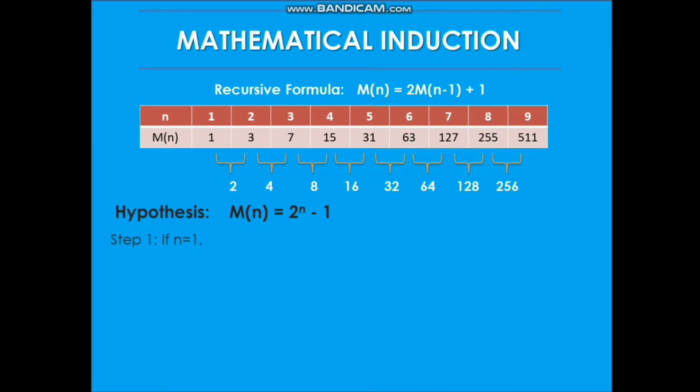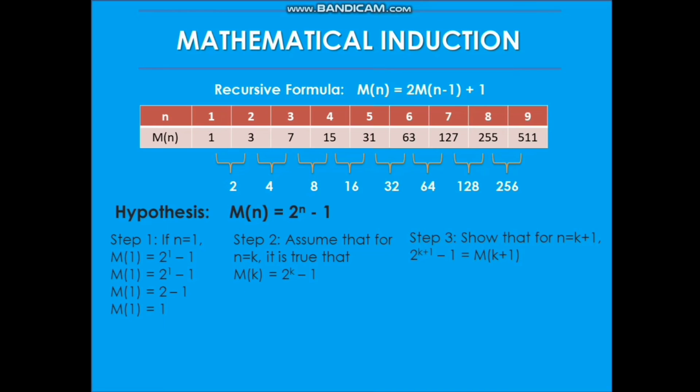For step 1, if n is equal to 1, let's see if yung makukuha natin na moves is 1. So isa-substitute lang natin siya sa ating hypothesis. And we got m of 1 is equal to 1. So tama siya. Nag-work yung hypothesis natin sa n is equal to 1. Next, for step 2, let us assume that for n is equal to k, it is true that m of k is equal to 2 raised to k minus 1. Then for our last step, step 3, show that for n is equal to k plus 1, 2 raised to k plus 1 minus 1 is equal to m of k plus 1.